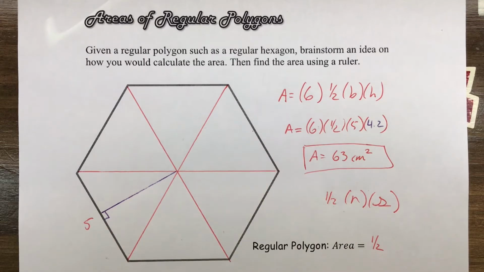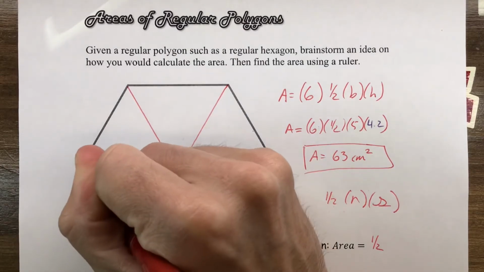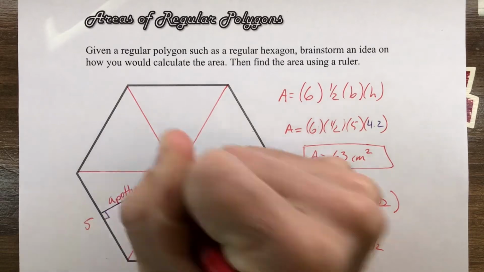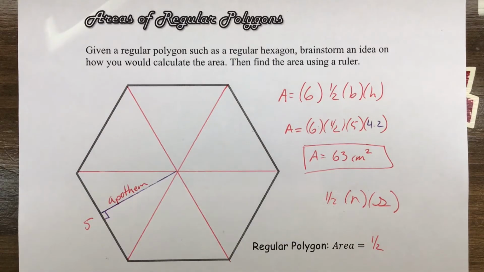But in other figures like a pentagon or a heptagon, anything that has an odd number of sides, this is not going to be like a half distance of it. So we're going to give it a new name, something very unique, which is called the apothem. This is the apothem. And we're going to represent that with the letter A.